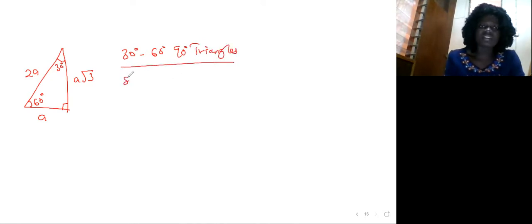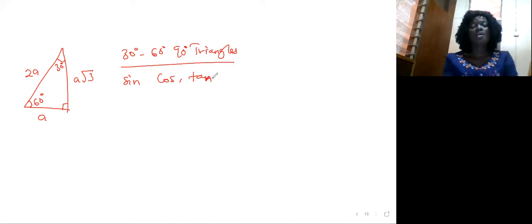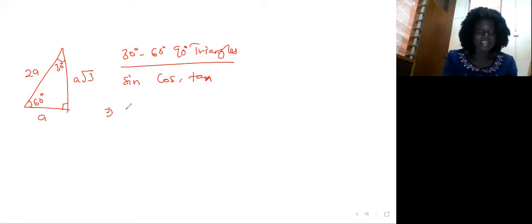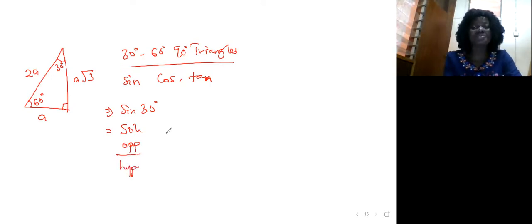So how do you find the sine, the cos, and the tan? With this one, if you are picking the 30 degrees first, so sine 30 degrees, what would sine 30 degrees be? I always want the class to have one way of doing things, so you quickly write it somewhere. Opposite over hypotenuse. Good.